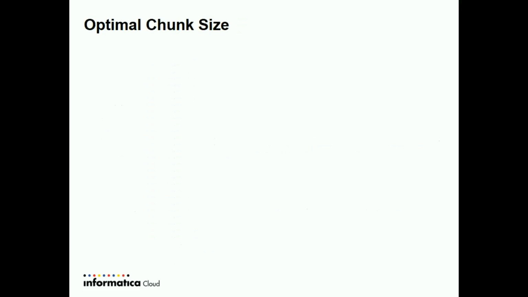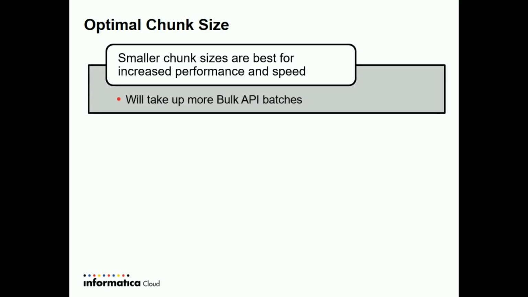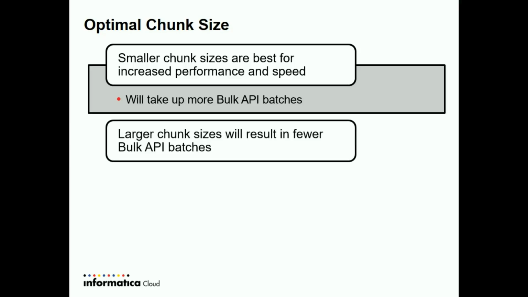Let us now discuss what chunk size would be best to split the bulk queries. If the chunk size is small, then it will increase the performance and speed of the queries. However, there is a flip side to this. A small chunk size will take up more bulk API batches and may take more time to complete the job. To solve this issue, you can specify larger chunk sizes and this will result in fewer bulk API batches.